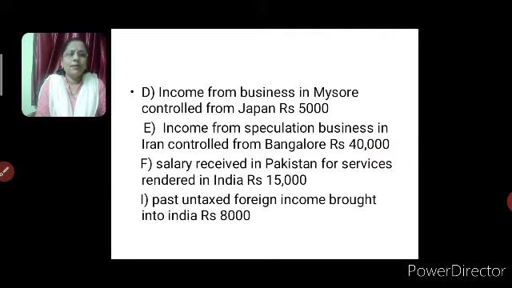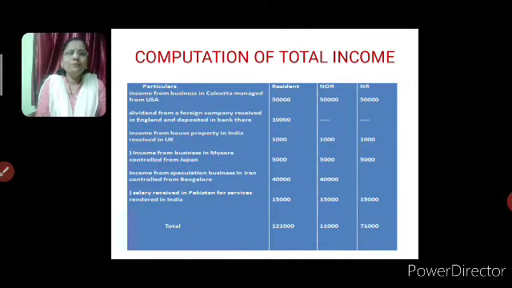Then income from business in Mysore controlled from Japan, 5,000. Income from speculation business in Iran controlled from Bangalore, rupees 40,000. Salary received in Pakistan for services rendered in India, rupees 15,000. Past untaxed foreign income brought into India, rupees 8,000. This was the given information. By this we have to solve the problem. Now I will explain what the various information given are and how we have to take them.